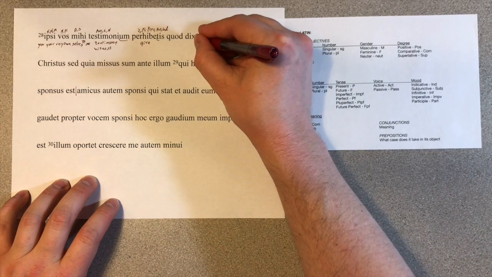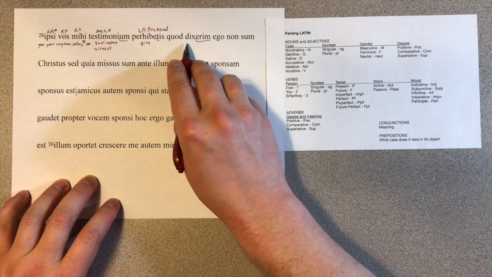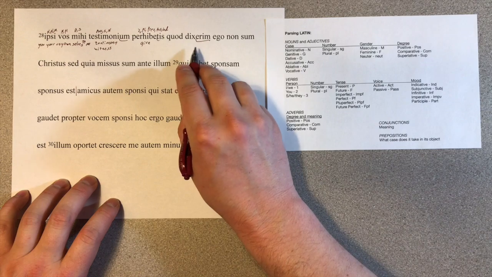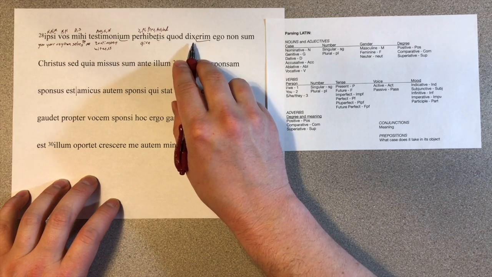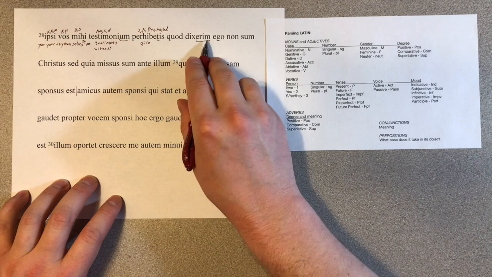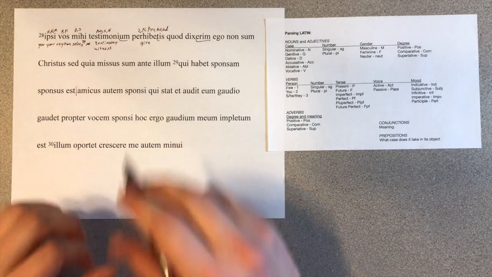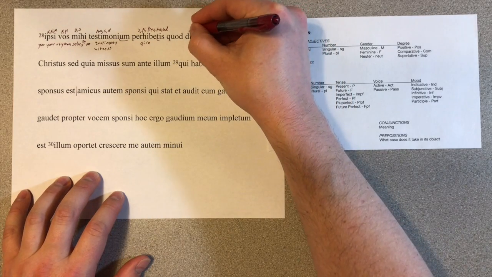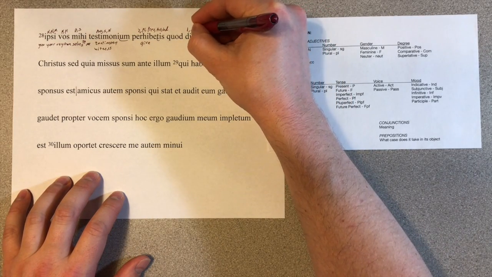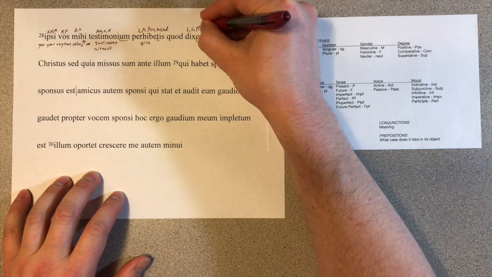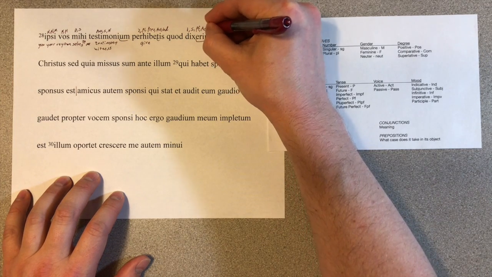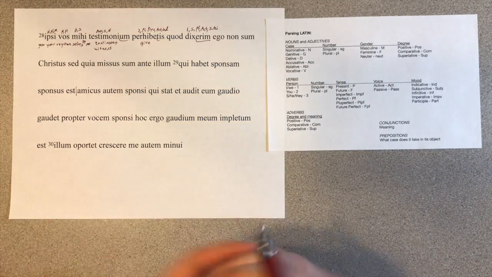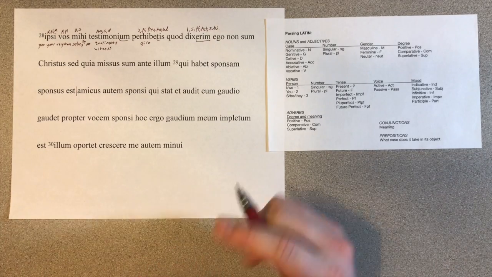We've got dixerim. Erim right there is our ending. Dix is our stem, so this comes from dico, dicere, dixi. So we've got a perfect tense. That I right there and the M tell us that we've got the subjunctive ending for our perfect. So that would be first singular perfect, active, subjunctive. And that means we need to figure out what type of clause we've got going on here with a subjunctive.